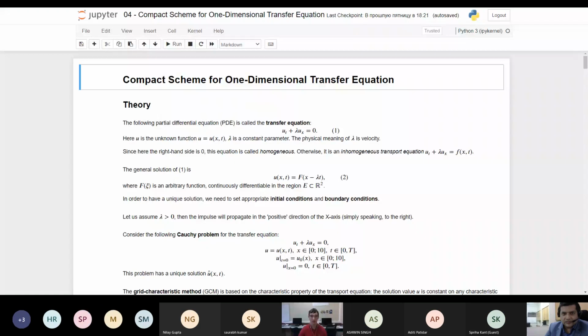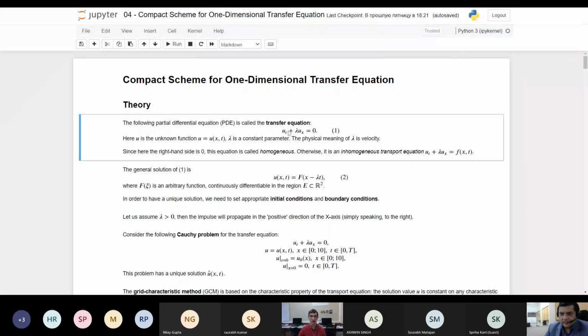So the topic of today's lecture is constructing a compact scheme for the one-dimensional transfer equation. We will start with the theory. The following partial differential equation is called the transfer equation.